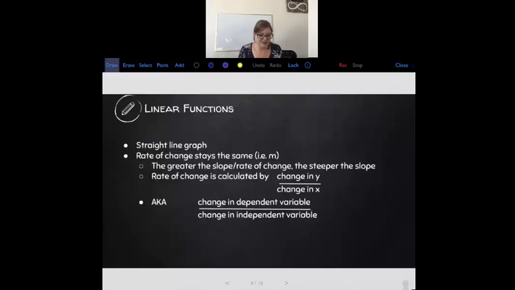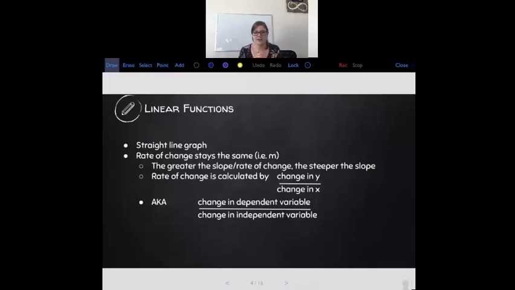For linear functions, they make a straight line graph. One of the qualities of a linear function is that the rate of change stays the same, meaning the way you get from one point to another is you always use the slope each time. The greater the slope or the rate of change, the steeper the slope of the graph. Okay, so rate of change is calculated by change in y over change in x.